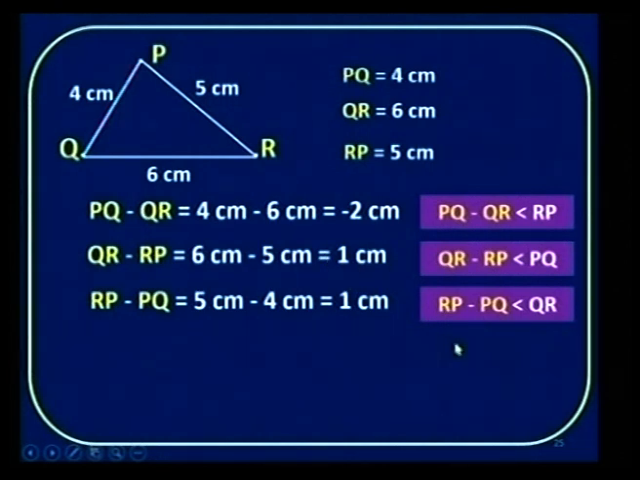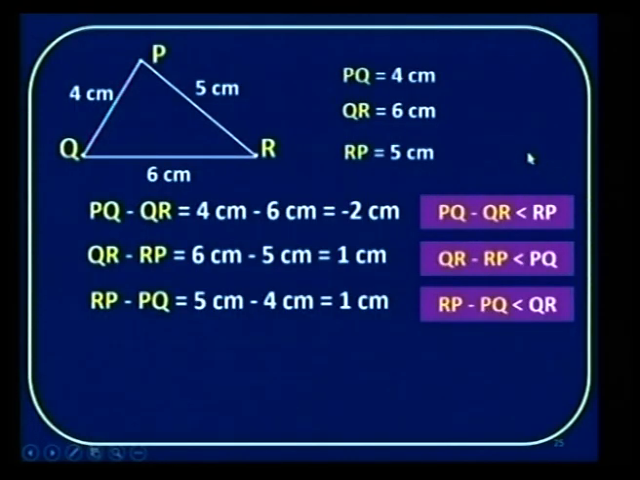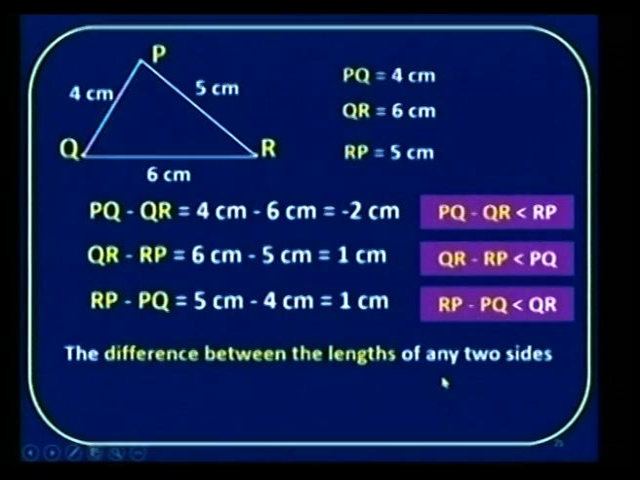Children, in the previous example we are finding the sum of two sides. Here I am finding the difference of two sides. Sum of two sides must be always greater than the third side, and difference of two sides must be always less than the third side. So, children, can we have a triangle with these measurements? Yes, because the difference of any two sides in this triangle is less than the third side. So, the difference between the lengths of any two sides of a triangle is less than the length of the third side.